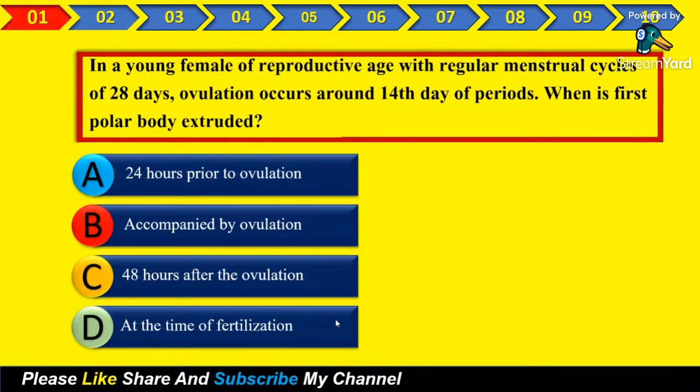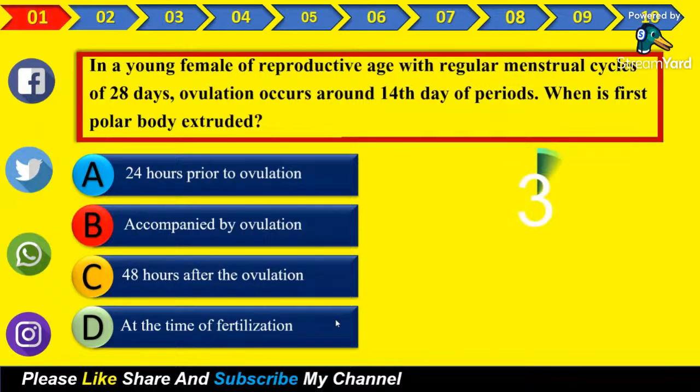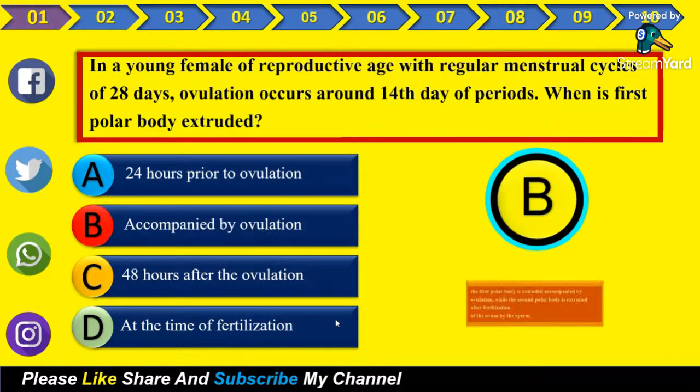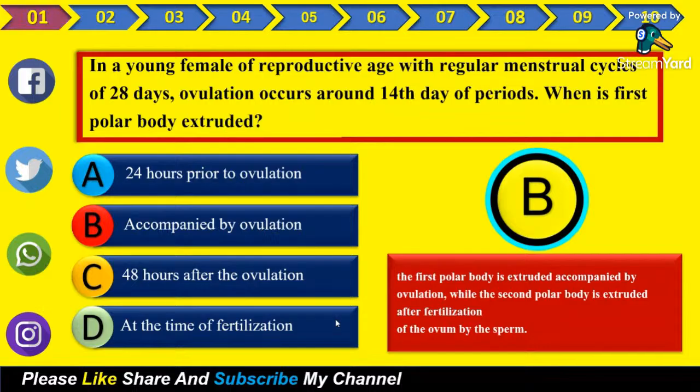Young female, reproductive age, regular menstrual cycle of 28 days, ovulation occurs on the 14th day. When is the first polar body extruded? Let us look at the correct option. The correct option here is B, accompanied by ovulation. Why? The first polar body is extruded accompanied by ovulation, while the second polar body is extruded after fertilization of the ovum by the sperm.